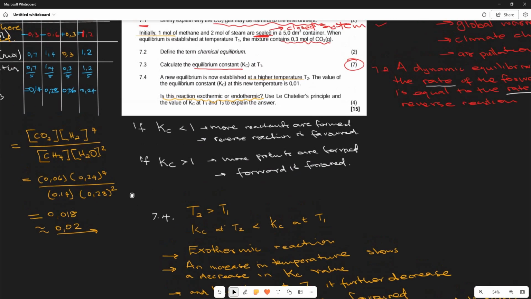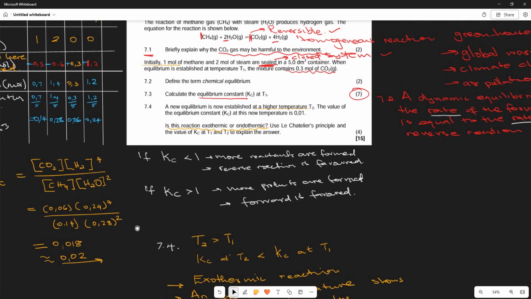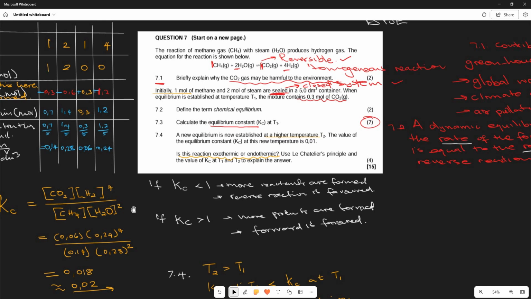Okay, so just not to forget something. When you are writing the Kc expression, the only states that you look at are the gases and aqueous solutions. If it's a solid or a liquid, we do not show them in the Kc expression, as they are regarded as having a concentration of 1 mole per dm cubed at equilibrium. So we do not consider them.